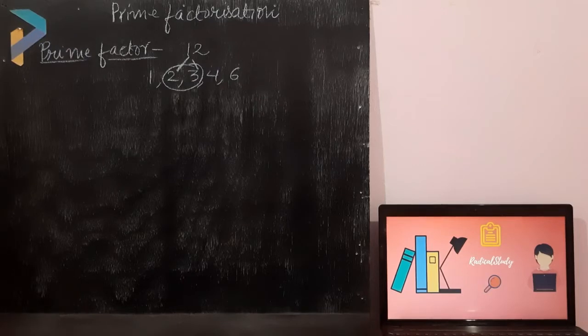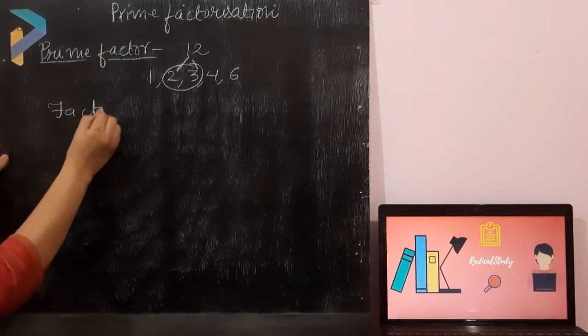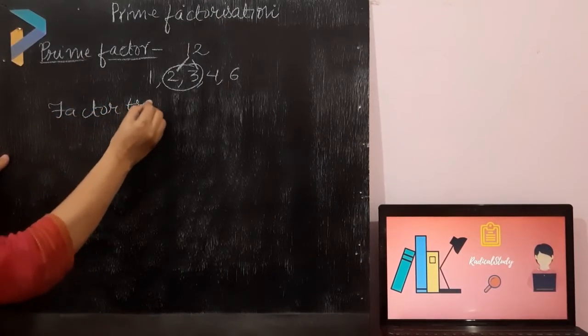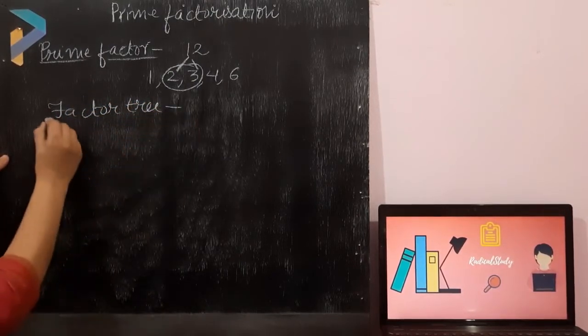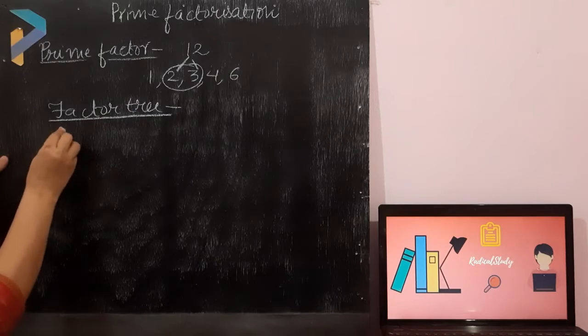Now I will explain how to do the prime factorization of any number. To express a given number as a product of prime factors is called prime factorization. You must have studied factor trees in your previous classes, in class 4 also, in class 5 also. So how do we make a factor tree of any number? Let's take one example, 20.